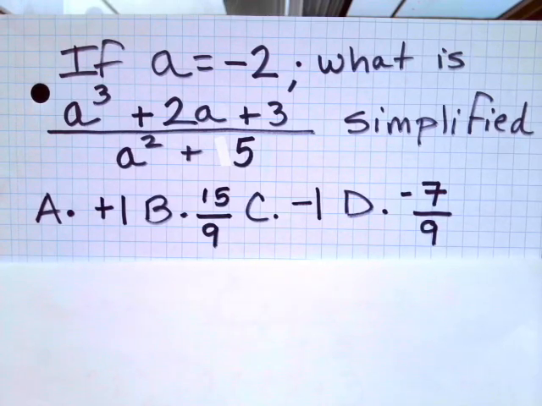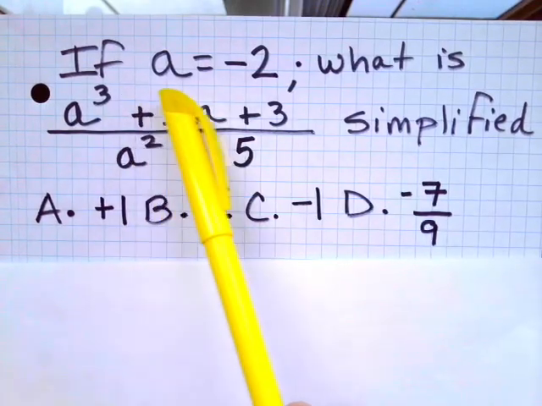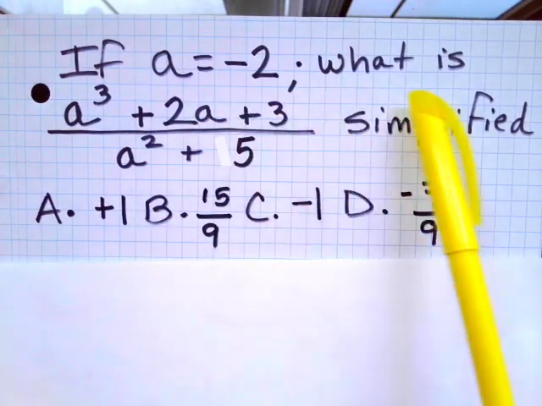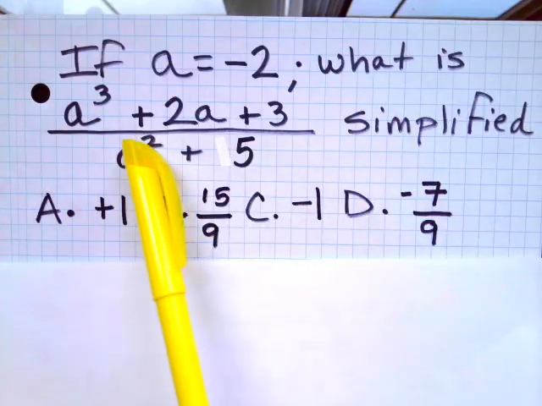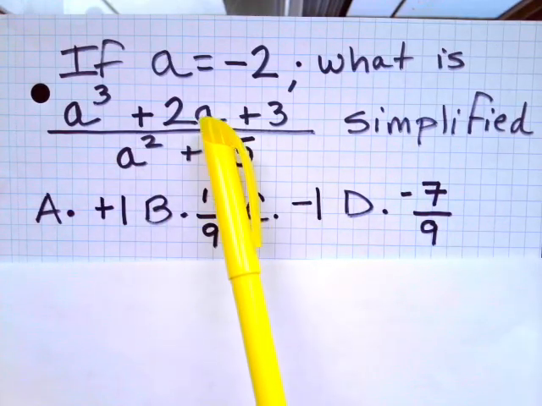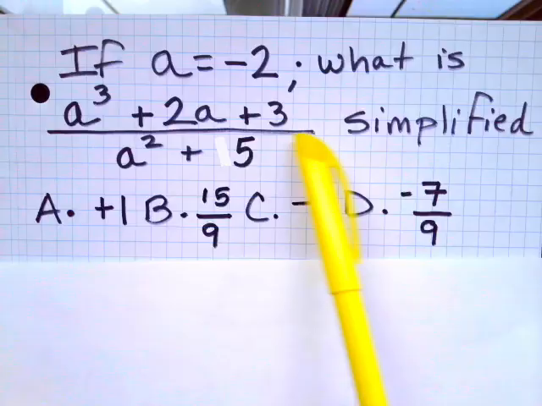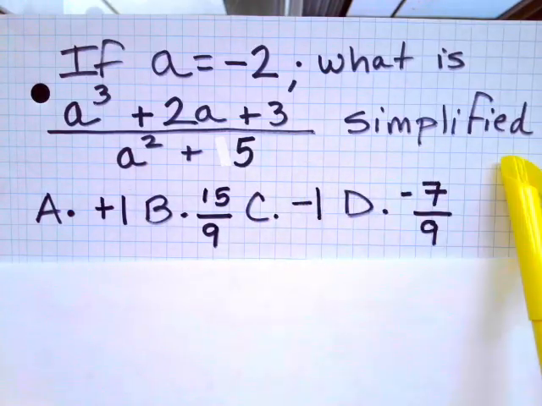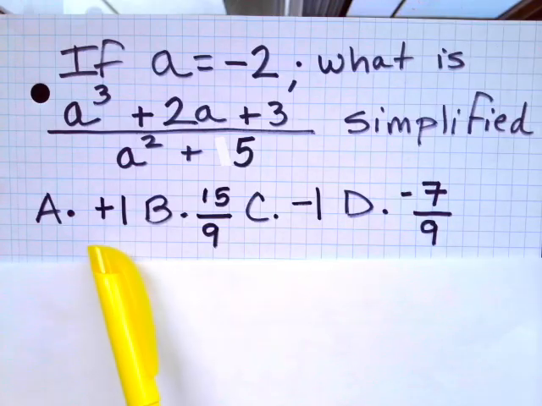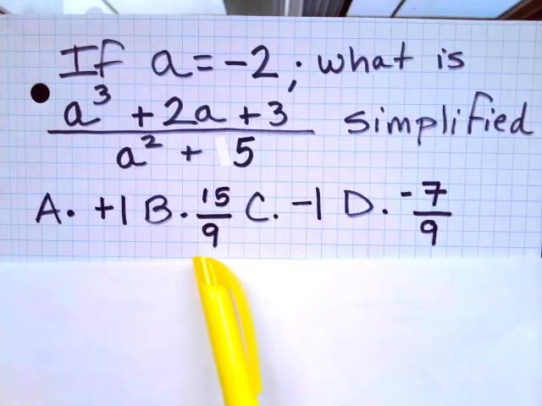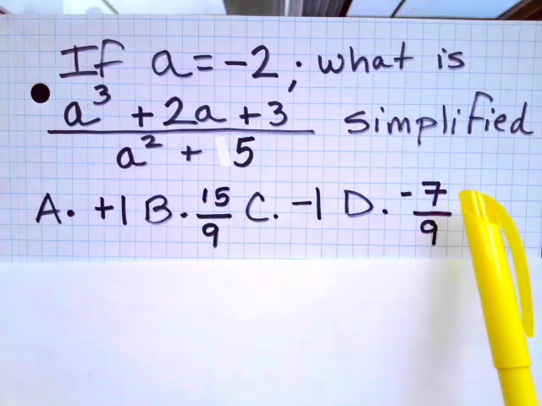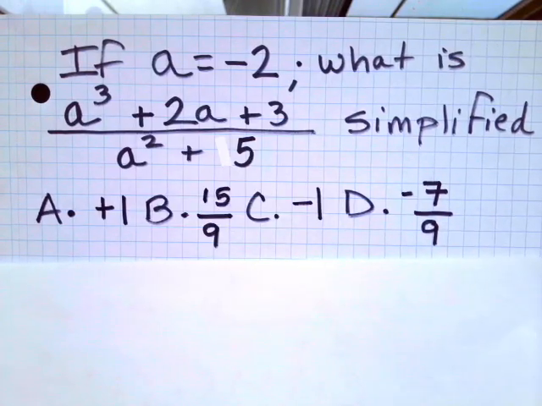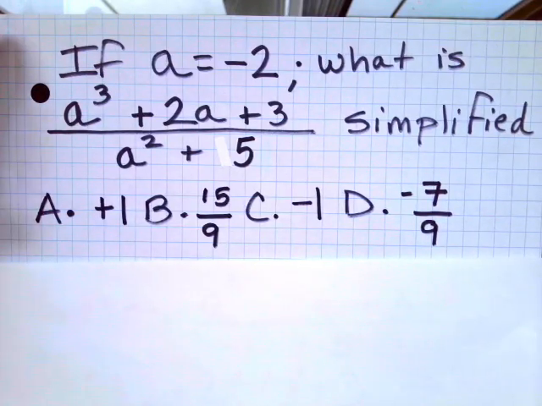We are going to answer this test question in review. If a equals -2, what is a cubed plus 2 times the quantity of a plus 3 divided by a squared plus 5? Simplify. We have options A, 1, B, 15/9, C, -1, D, -7/9. Hey, let's just jump right on into it.